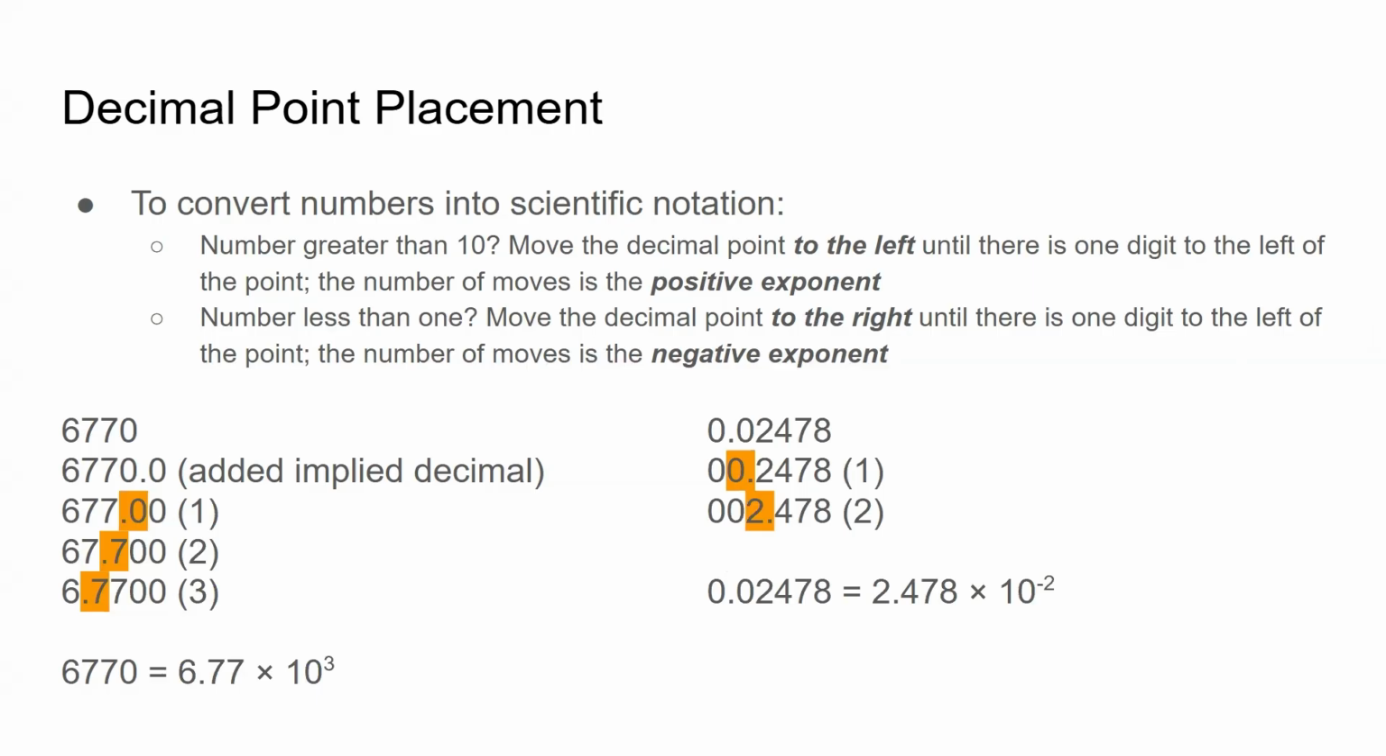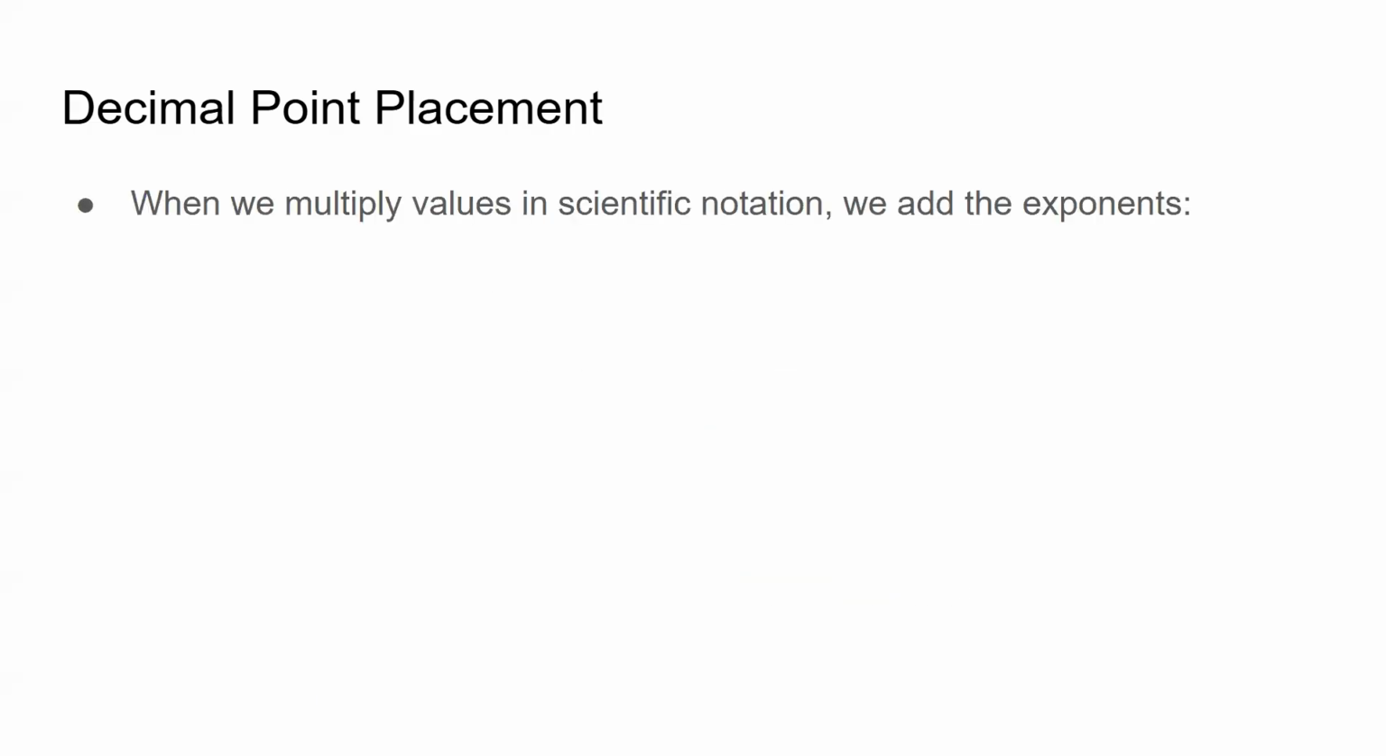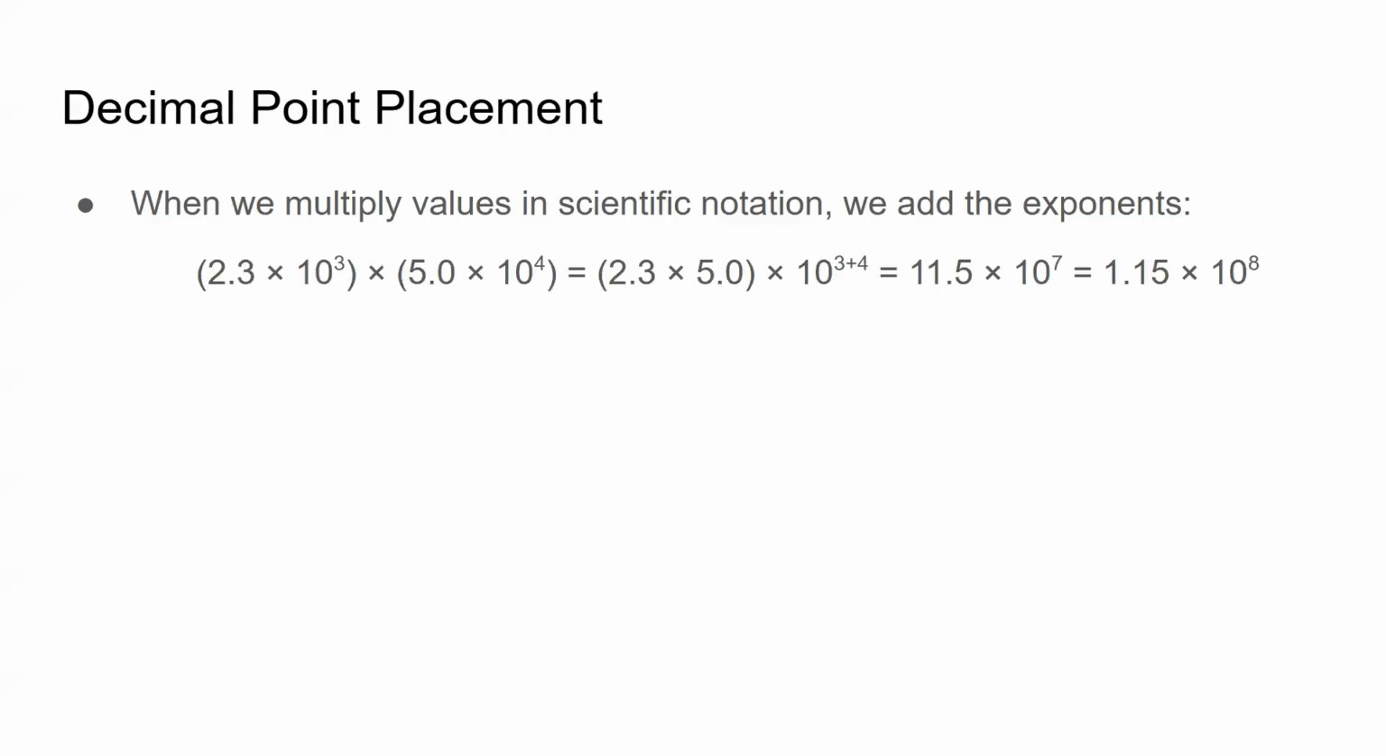Okay, we can use then other facts about multiplying and dividing numbers in scientific notation to help us out when we work with the slide rule. If I'm multiplying values in scientific notation, I multiply the parts that aren't powers of 10 and add the exponents. Like 2.3 times 10 to the 3 times 5 times 10 to the fourth is going to be the parts that aren't powers of 10, 2.3 times 5 times 10 to the sum of the exponents, 3 and 4, or 11.5 times 10 to the seventh.